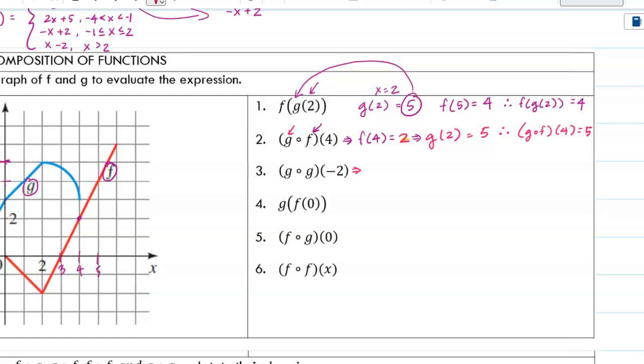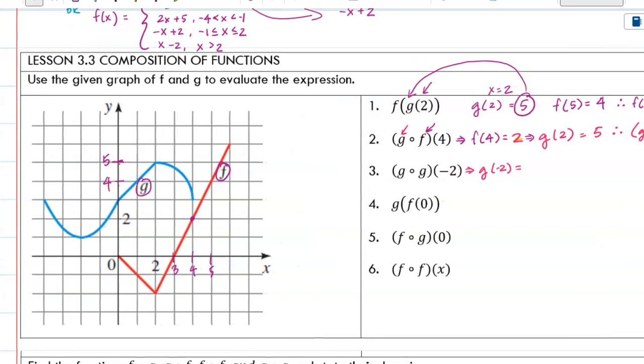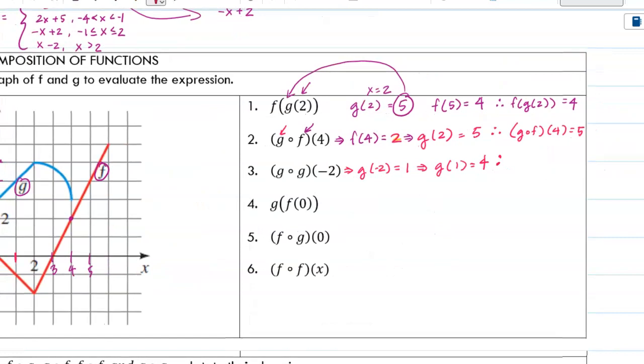This implies, first I'm going to put the negative 2 into g. There's negative 1, negative 2. That's going to give me an output of a 1. And then I'm going to put that back into g, that input of 1 right here, and that's going to give me a 4. So therefore, g of g of negative 2 equals 4.